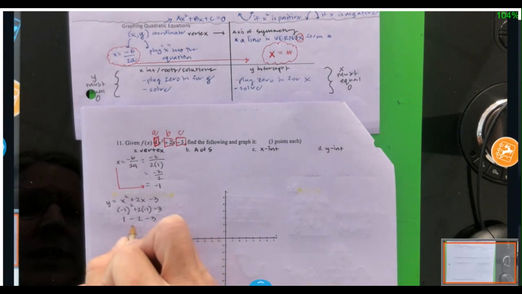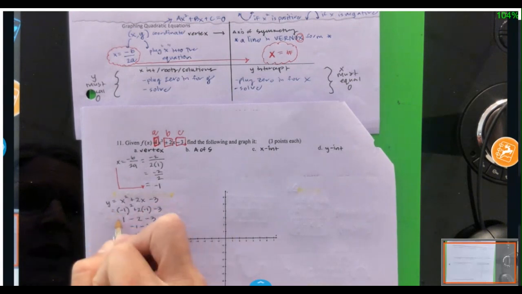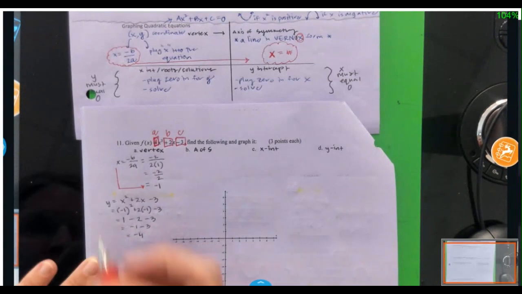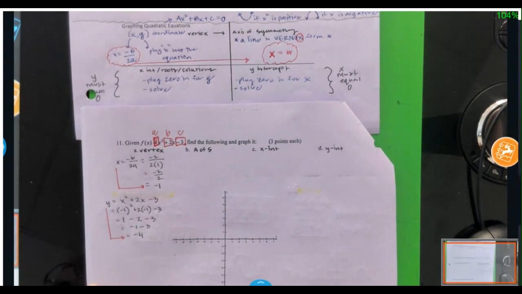And then 1 minus 2 is negative 1, and 1 subtract 3 is negative 4. So now we know what y equals. So I've got x, and I've got y. 1 minus 2 is... 1 subtract 2 is negative 1. And a negative 1 subtract 3 is a negative 4. You have to do that from left to right. Oh, I got my sign mixed up.